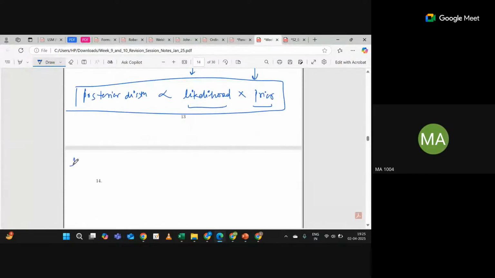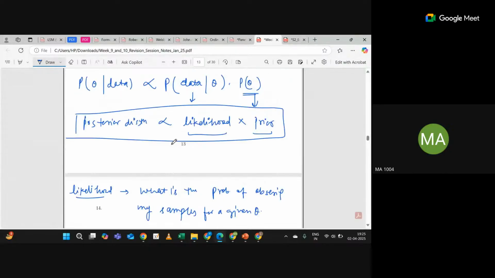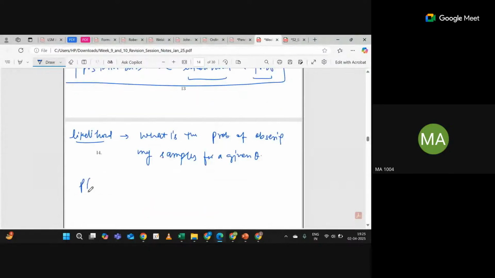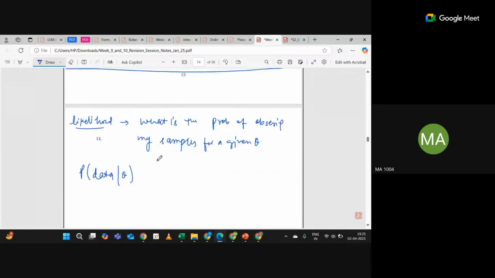If you see the key definition, what is the meaning of likelihood? Likelihood is nothing but the probability of observing my sample for a given theta, right? And what is this? I have written here the probability of data given theta. And what is the data? Just try to interpret the notation. Data is nothing but x1, x2, xn, correct?